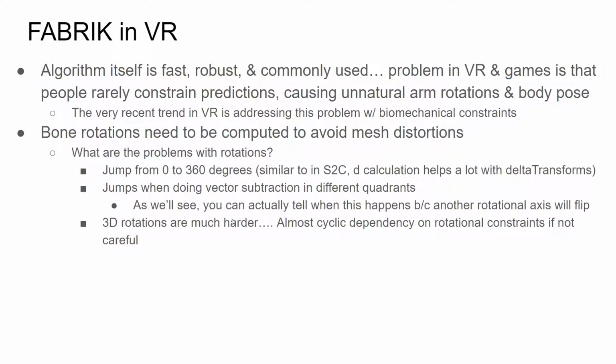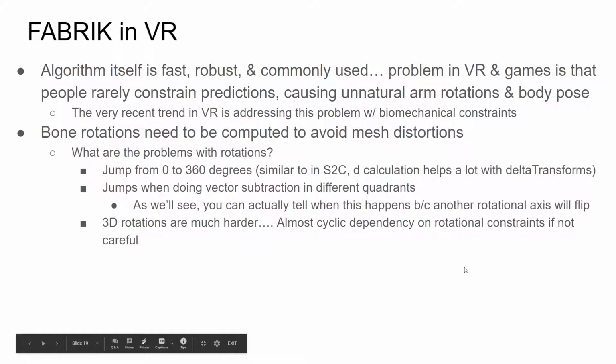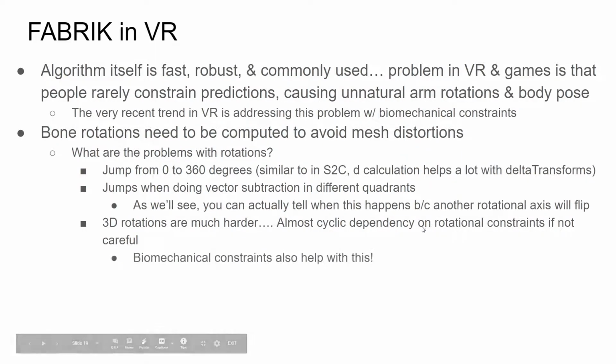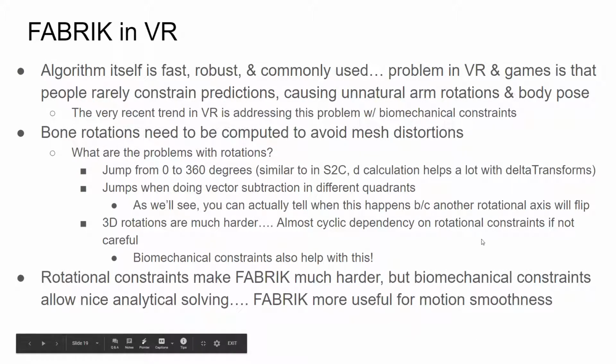Anyway, these are fun things to talk about. 3D rotations are also harder because if you're not careful, you can cause cyclic dependencies, because there are a lot of rotations in a human bone structure if you're not constraining anything. But biomechanical constraints will make this easier.